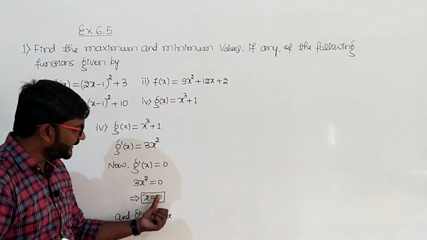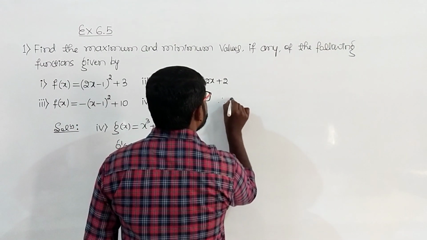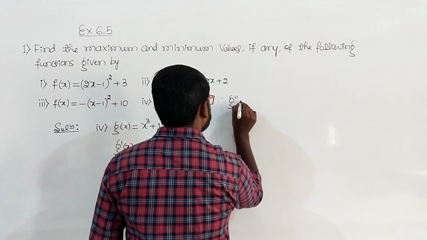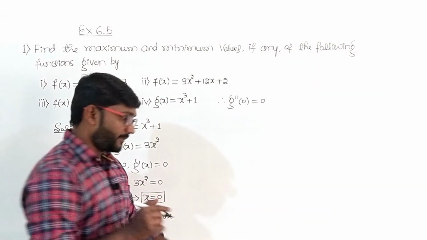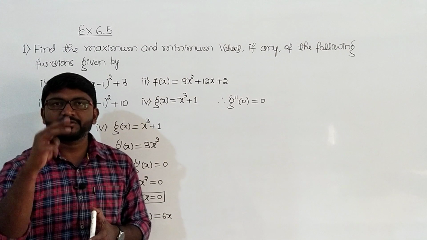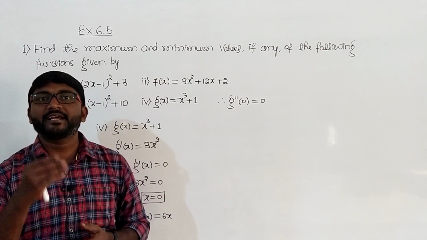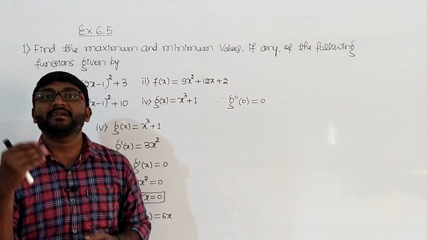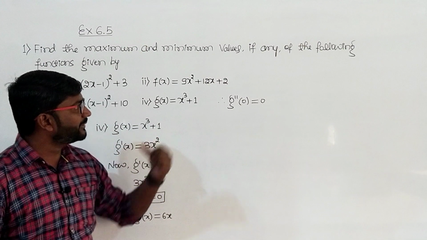Now substitute the critical point in this. Therefore g double dash of 0 equals 0. So see here, the test fails. What was the third point in the second derivative test? The test fails if f dash of c equals 0 and f double dash of c equals 0. So here g double dash of c is 0. So both are 0 means the test fails.